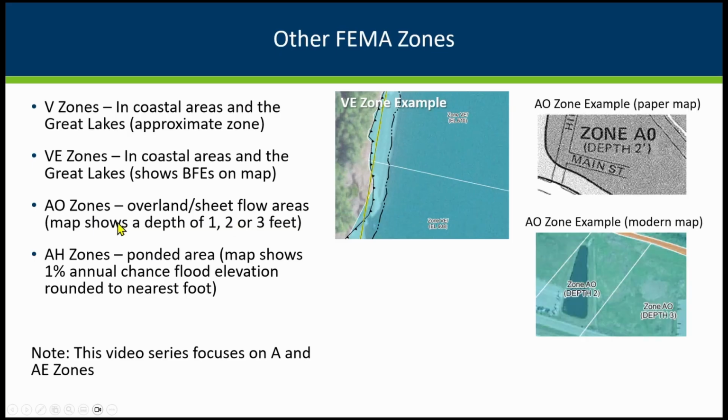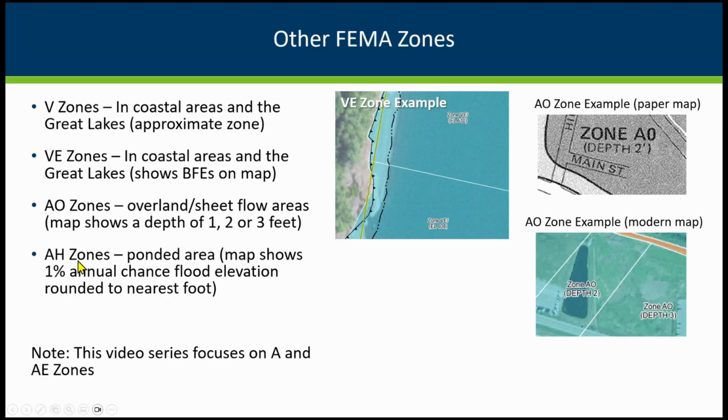The other type of zone we might see is an AO zone, which is basically overland or sheet flow areas. And in that case, FEMA will show a depth in parentheses below the AO zone label here. It'll be a depth of 1 foot, 2 feet, or 3 feet. This is an example on an older paper map, and this is an example on a newer digital map. And here you can see it's got that white line again, separating the 3-foot depth from the 2-foot depth areas.